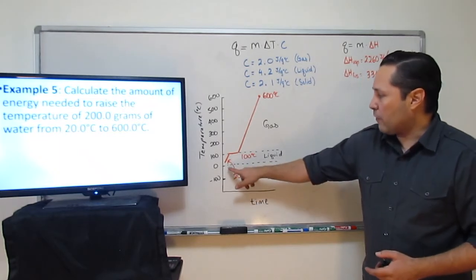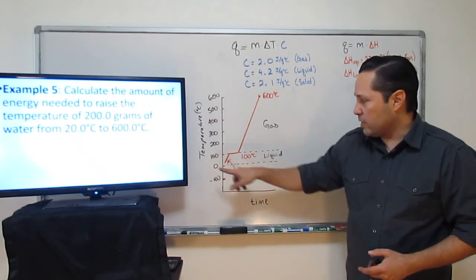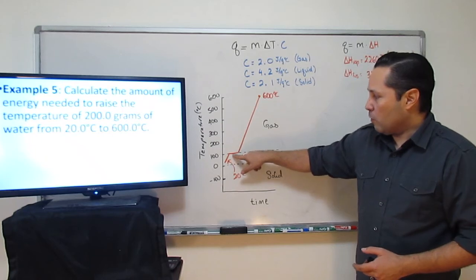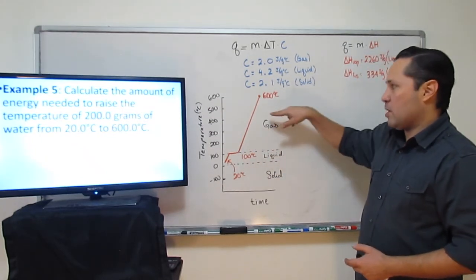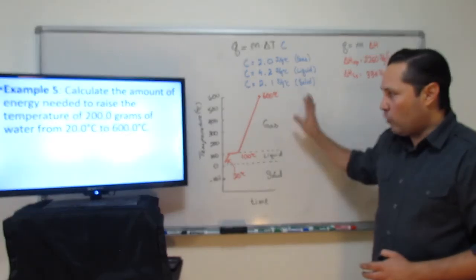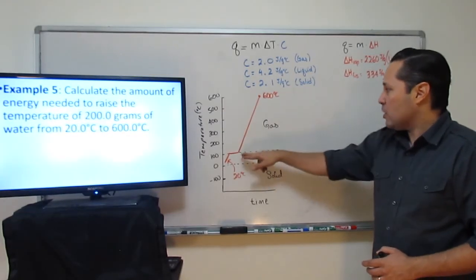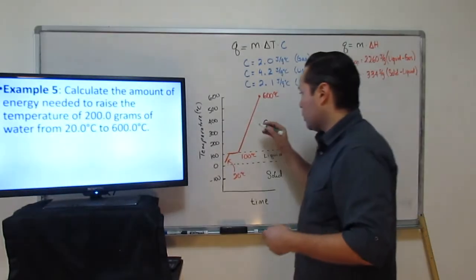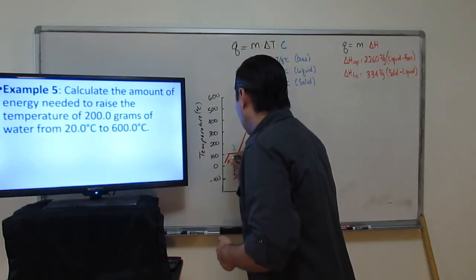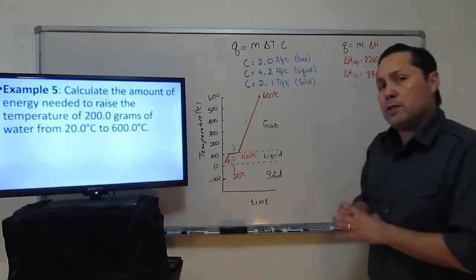So when you draw your graph, we start at 20, so it's above the 0. We only stop at 100, and that's it. Sometimes students want to stop at 200 and 300 and 400. No, there's no phase change there. It's all the gas phase, so it's a straight line up there. So we're only going to need 3 formulas to solve this problem. It's going to be lines 1, 2, and 3. Let's go ahead and start.